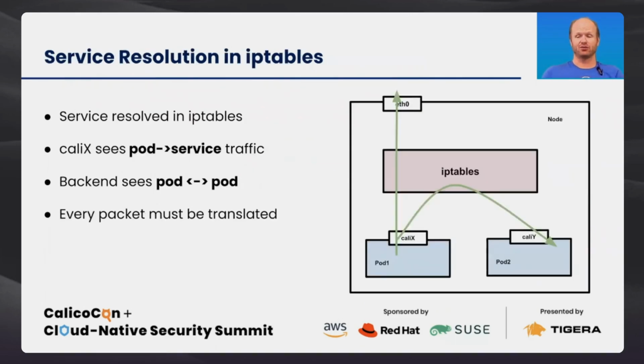But before I dive into how to open the black box of the eBPF platform, let me take you through one more feature. In iptables, the services were always resolved within iptables. So when a pod was trying to connect to a service, the device of the pod would see pod-to-service traffic. And the backend would see pod-to-pod traffic. And every packet on those connections would have to be translated. That is no more true with eBPF.